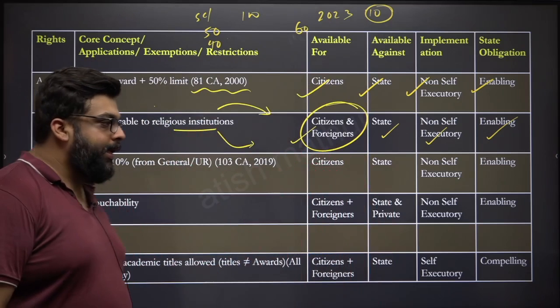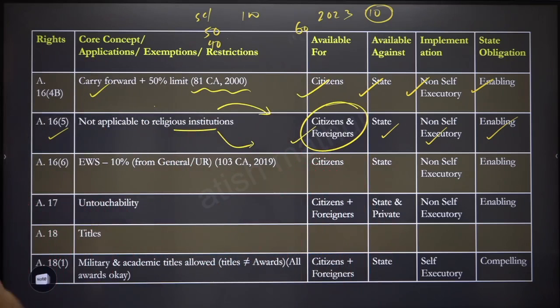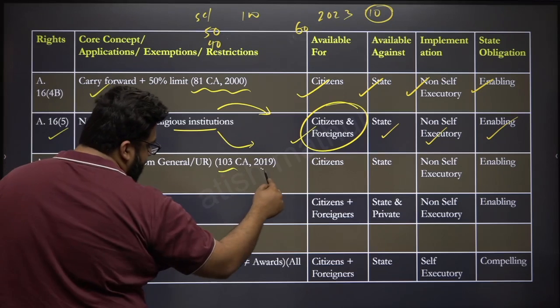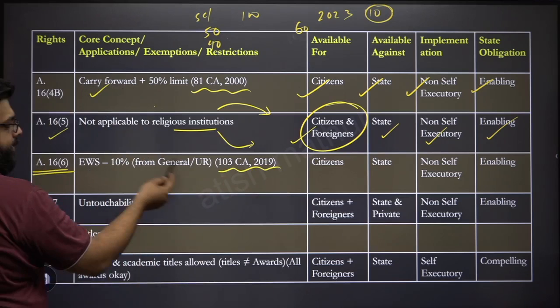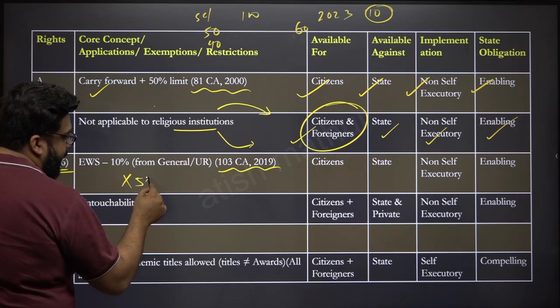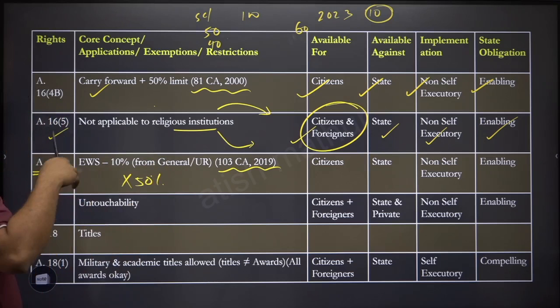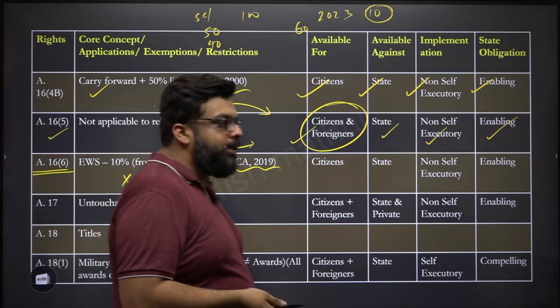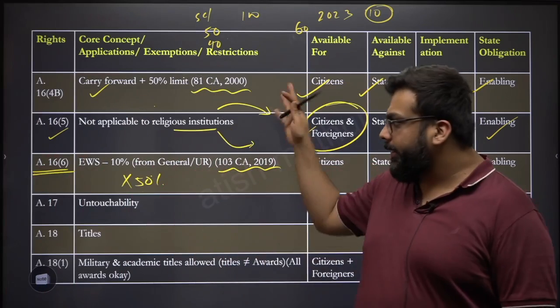Then you have Article 16 Clause 6, which is basically the EWS addition done by the 103rd Amendment, that 10% from the general category, and it will not affect the 50% SC, ST, OBC, because that is done on social and educational backwardness as mentioned in the earlier articles.